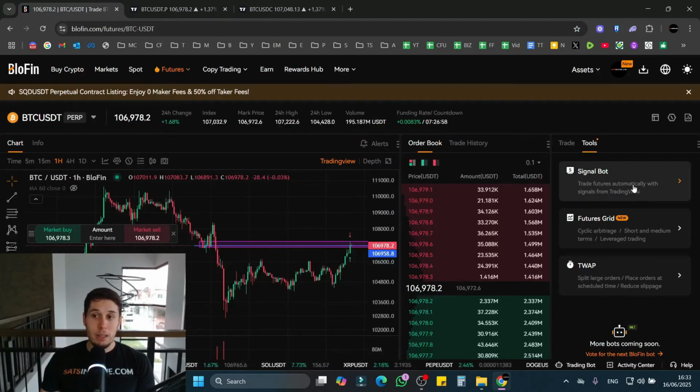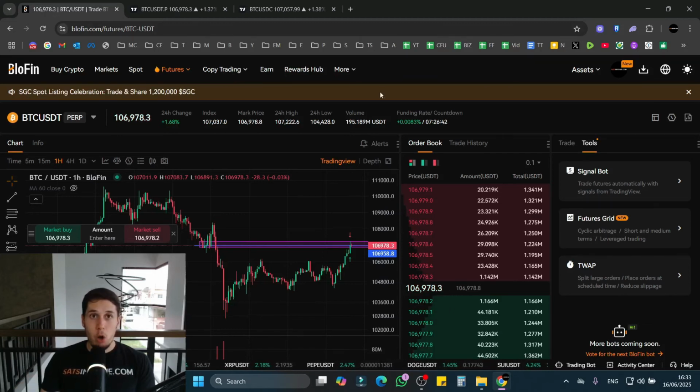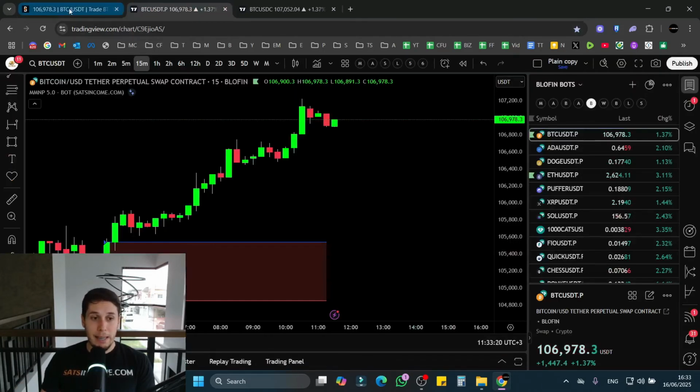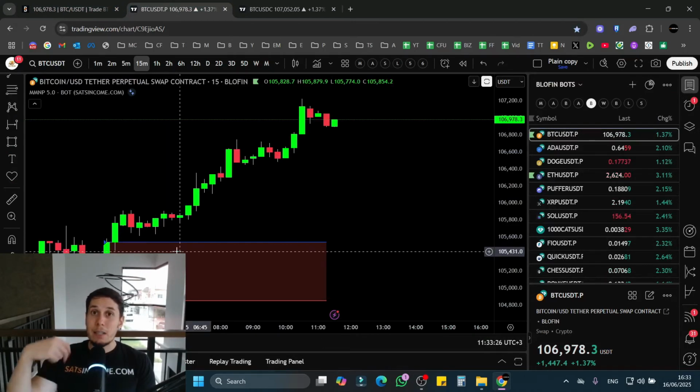Only focus on the signal bots. There are signal bots on exchanges like BloFin, Binance, BitGet. There are signal bots on third-party platforms like Commas, CryptoHopper, etc. But the key is to stick to signal bots, because there you have control over the strategy which drives the bot.